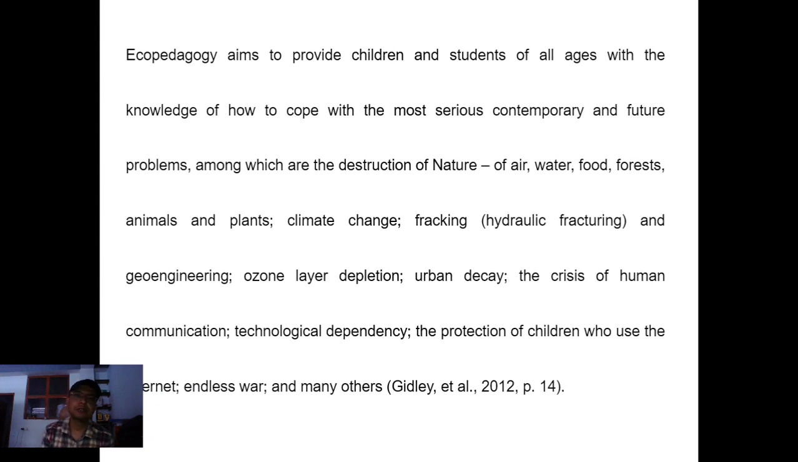Hence, ecopedagogy aims to provide children and students of all ages with the knowledge of how to cope with the most serious contemporary problems, that is, present and future problems. Among the present problems are the destruction of nature like air, water, food, forests, animals and plants, climate change, fracking and geoengineering, ozone layer depletion, urban decay, the crisis of human communication, technological dependency, the protection of children who use the internet, endless war, and many others.